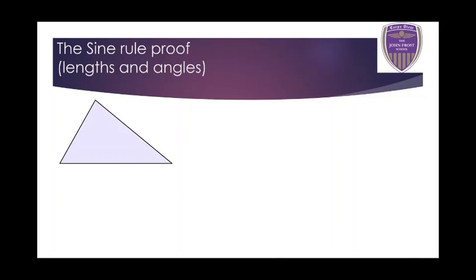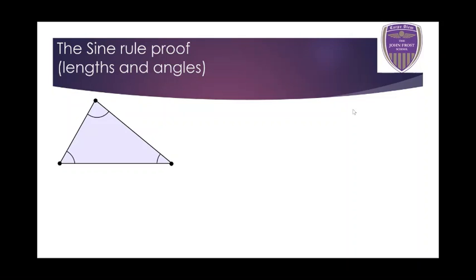So before we use the sine rule to solve some questions, let's actually have a look at how the sine rule works, okay? So this is a proof for the sine rule to find missing lengths and angles, okay? So first, let's remind ourselves of the convention of labeling sides and angles of triangles, okay?